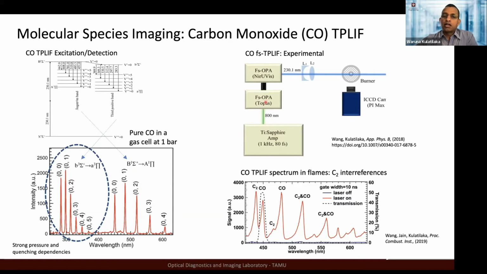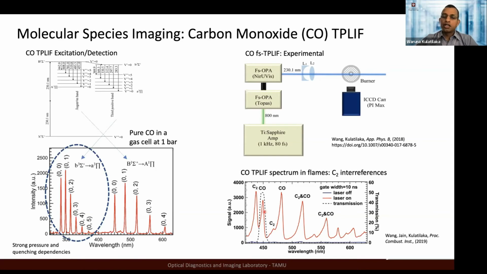So here's the laser system. In this case, we go back to the commercial laser, because we cannot get to 230 nanometers using the harmonic generation scheme, as that is outside the range of the tunability. So we go through a commercial scheme to get to 230 nanometers, then send it to the burner, and look at the spectrum.